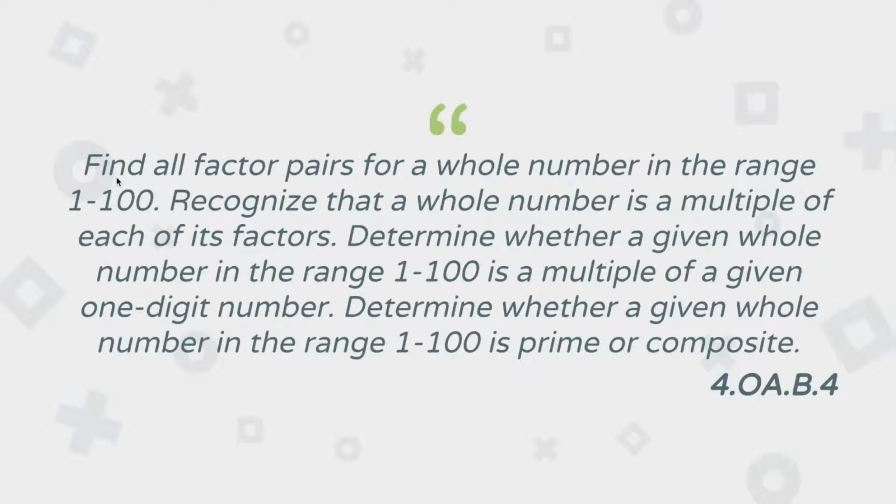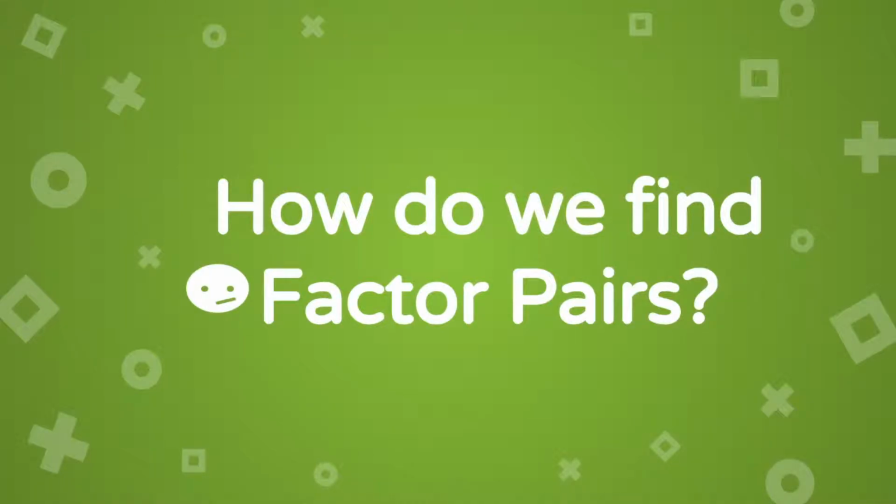Our objective is to find all factor pairs for a whole number in the range 1 to 100. Whoa, before we read the rest, I think we need to figure out, how do we find factor pairs?